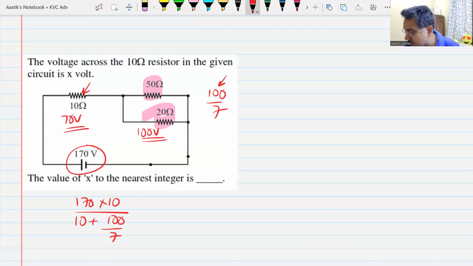Do we understand this or has this gone above our head? Understood, sir. One more. Sometimes the internal resistance of the cell is also given. Don't worry, you just have to add it as one more resistance. Do we know this? Yes, sir.